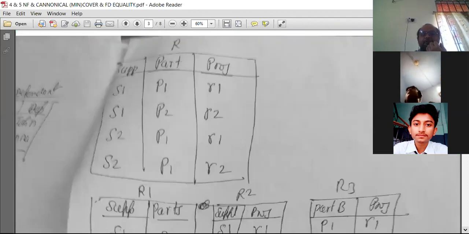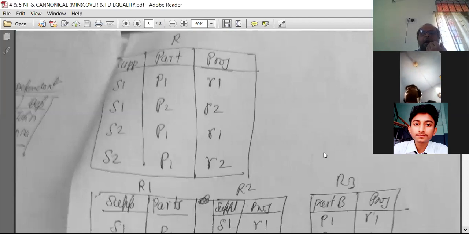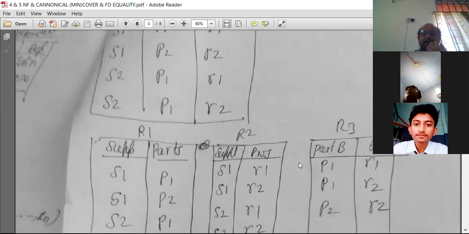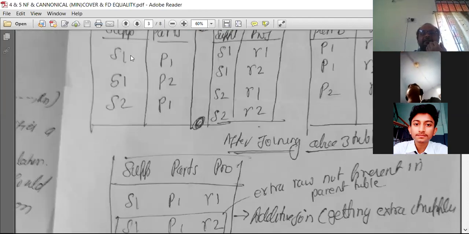Suppose this table is given to us and it is broken into 3 tables. Now I have to find out which type of decomposition this is. Suppose we are joining all the tables. First of all, I am joining S1 P1 with S1 R1. S1 is common, so I got S1 P1 R1. In the second, I got S1 P1 with S1 R2, that means S1 P1 and R2.